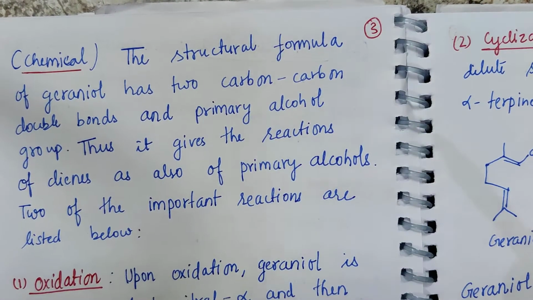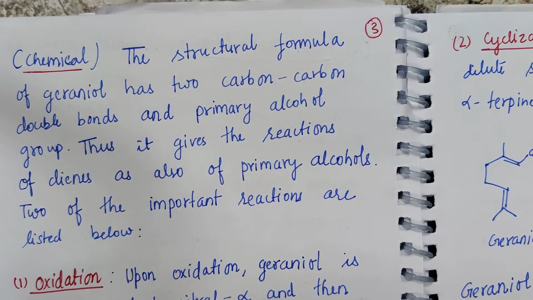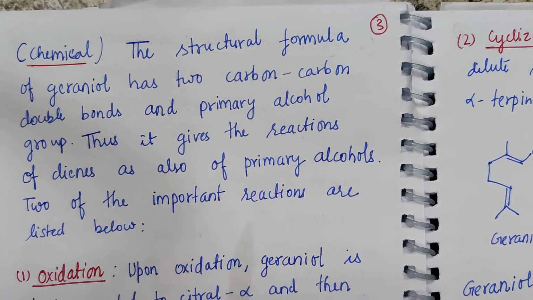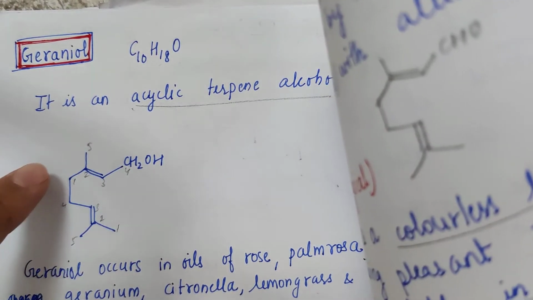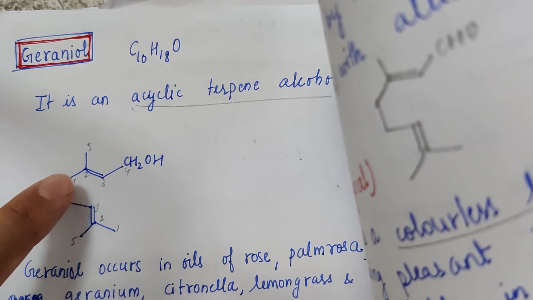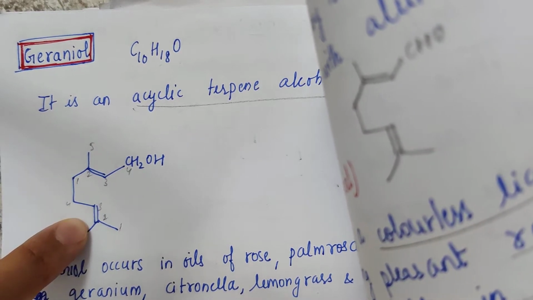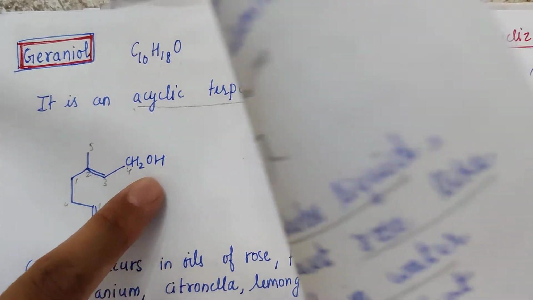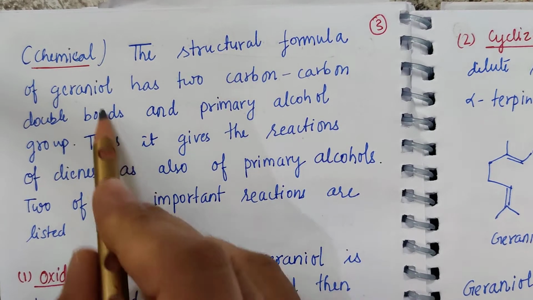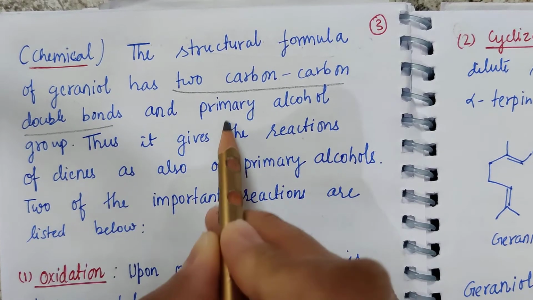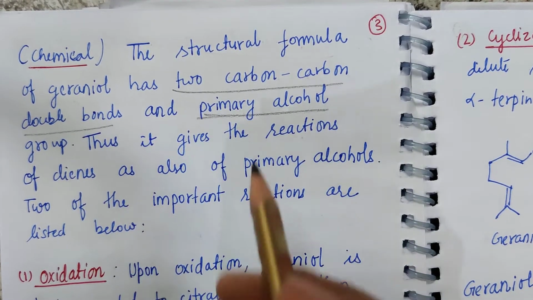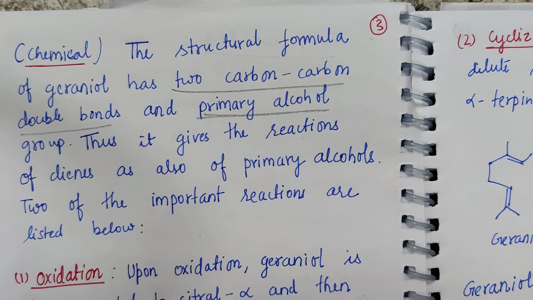If we discuss the chemical properties, it has two carbon double bonds, as we have already seen. Here you see the structure of geraniol. You have two carbon double bonds and one hydroxy group. So it has two carbon double bonds and a primary alcohol group. This gives the reactions of a diene and also those of a primary alcohol.